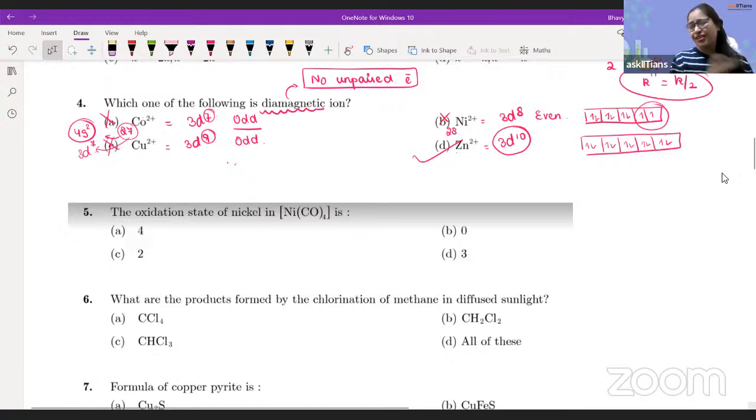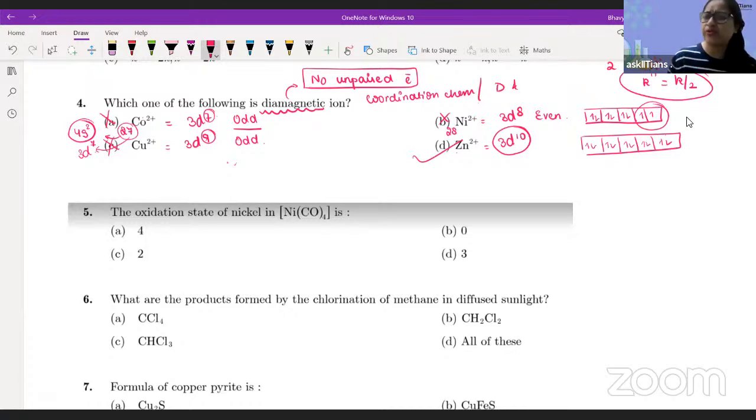Now, this is not exactly a particular chapter's question, but an in-general question. Though I can consider it as a coordination chemistry question or a d and f block question. Basically, any inorganic.